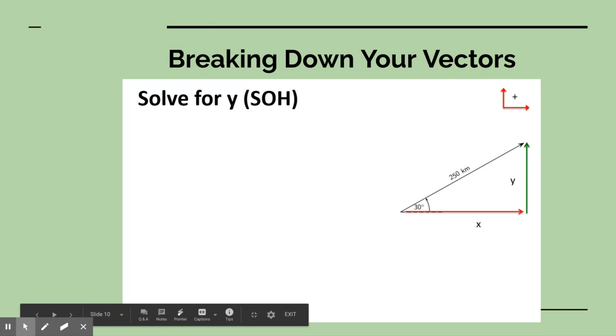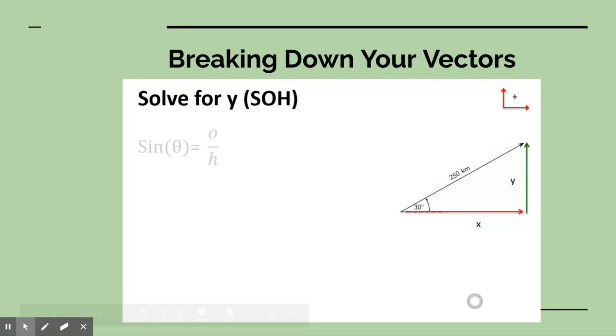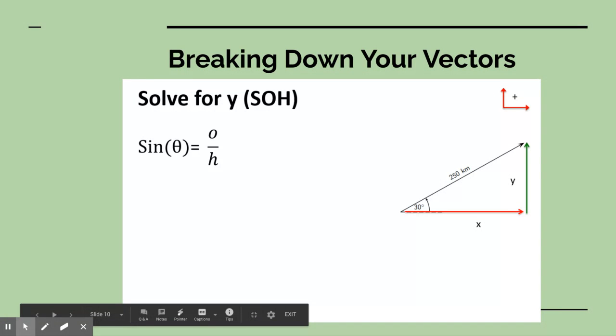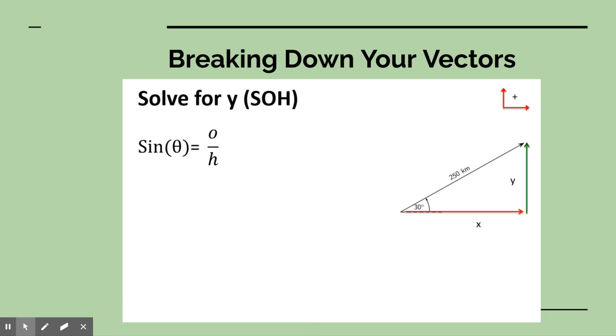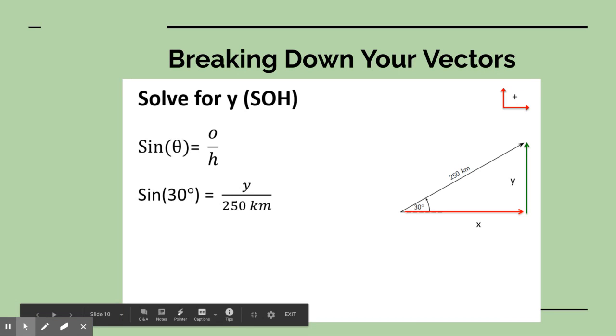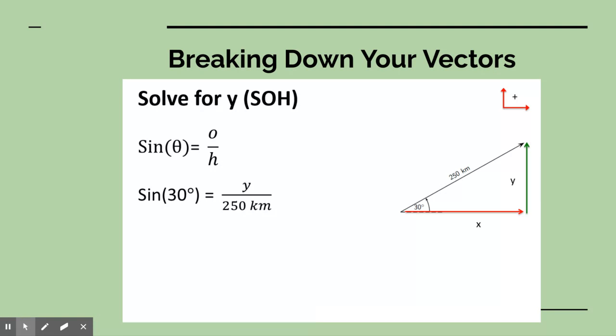Okay, so here's an example of solving for y. The SOH. Sine of theta, again, is opposite over hypotenuse. So this is going to be the sine of theta, and we're looking for y again. Well, we've got the hypotenuse, we've got theta, but we don't have the y. So what you have to do is more or less just algebraically solve for this.